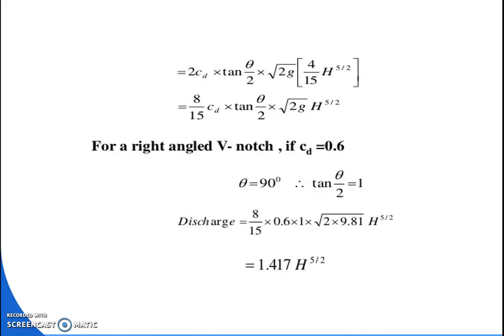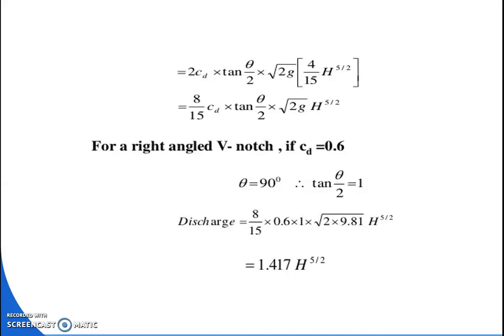If we put the CD value as 0.6, now the discharge can be obtained as 8 by 15 into 0.6 into tan theta by 2, which is 1, into square root of 2 into 9.81 into H to the power 5 by 2. And directly you can use the formula: for a right angle V notch with CD 0.6, Q is equal to 1.417 H to the power 5 by 2.